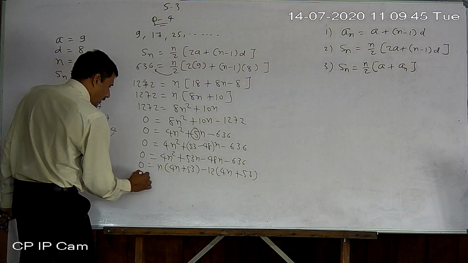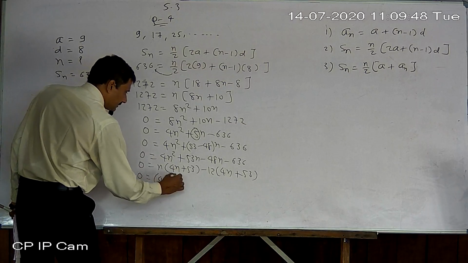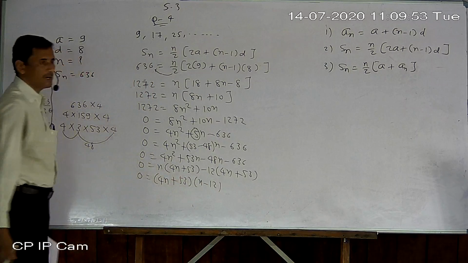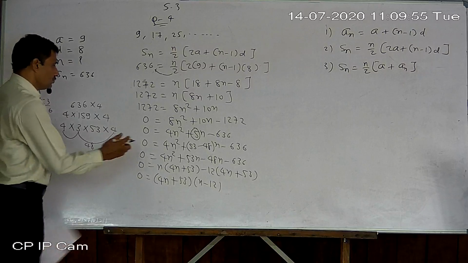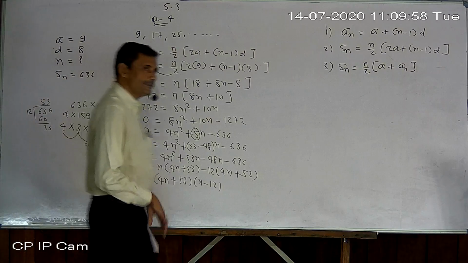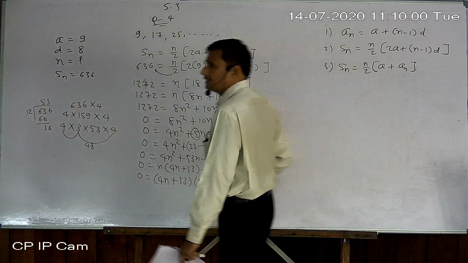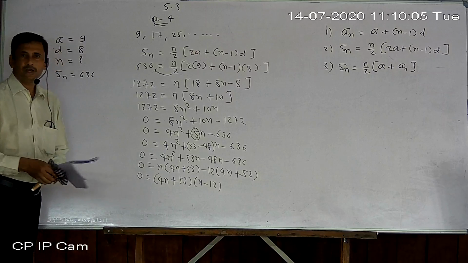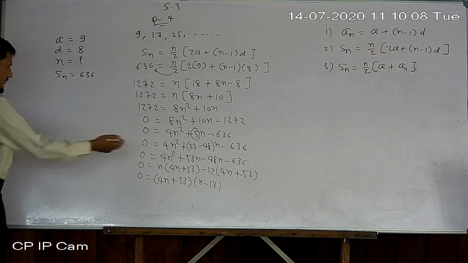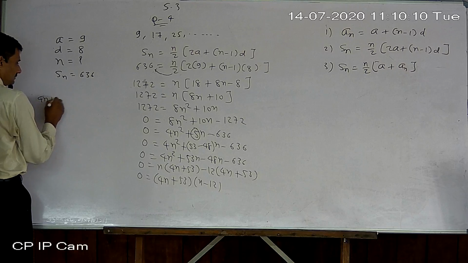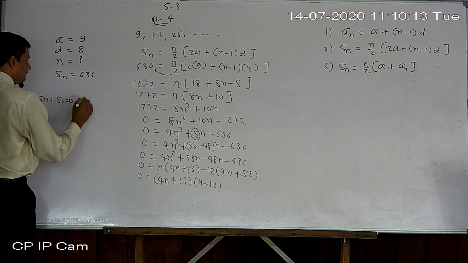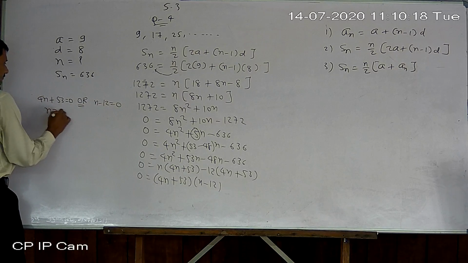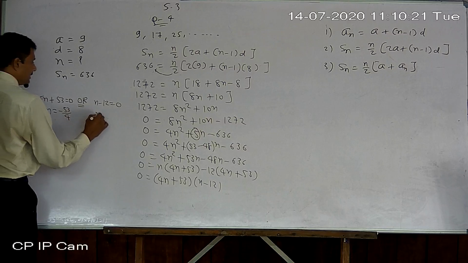Now you got two factors, 4n plus 53 and minus 12. Why? You took this whole bracket as common. After getting two factors, we can compare individually with 0. Why? Product of factors is 0 only when any one factor is 0. So either the first one is 0 or the second one is. So you will get n equal to minus 53 by 4, and here n equal to 12.